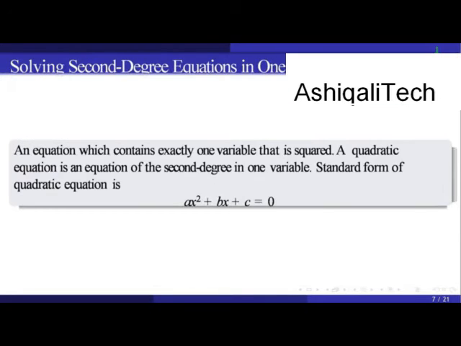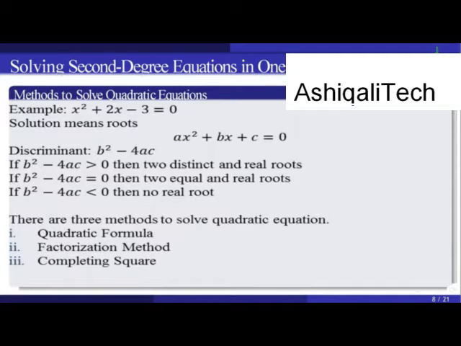Dear students, now we see the solution of second degree equations in one variable. First of all, we define an equation which contains exactly one variable that is squared. A quadratic equation is an equation of the second degree in one variable. Standard form of quadratic equation is given by ax square plus bx plus c is equal to 0, where a cannot be 0.